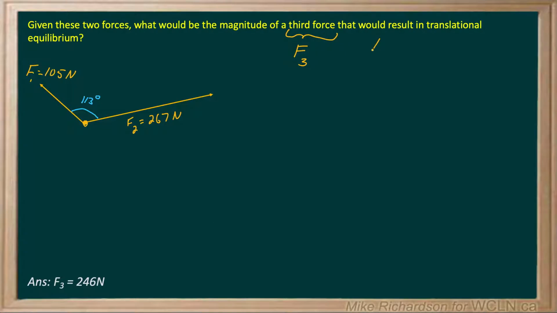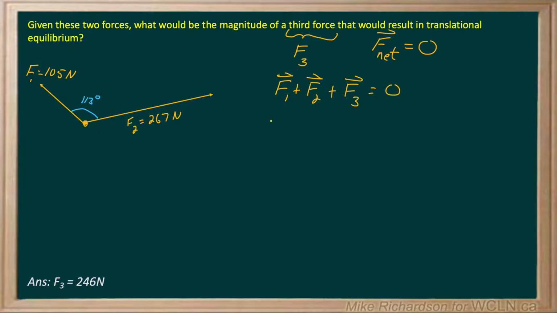Now you have to know that translational equilibrium simply means that the object is not accelerating, so it means your net force is zero. So we're looking for a third force so that when you add up all three of them, F1 plus F2 plus F3, they all add to zero. But we have to add them tip to tail.